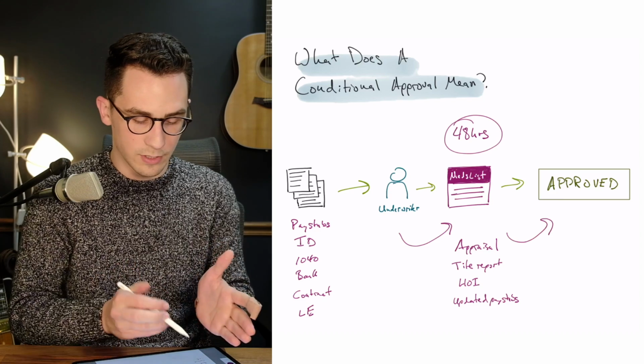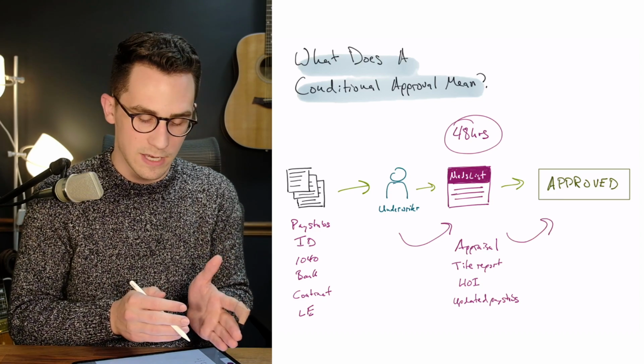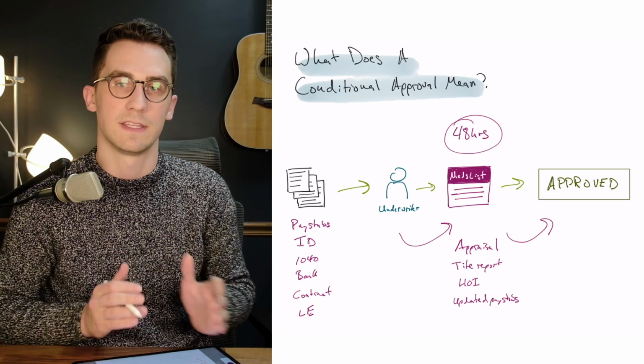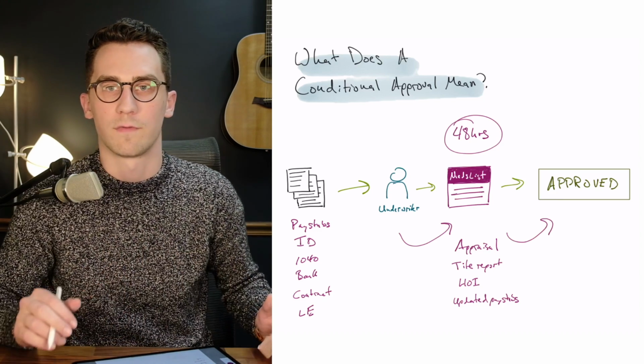So it really is as simple as we're submitting documents in the very beginning. The underwriter is looking at those documents, seeing if we need anything else. We submit the documents if we missed anything, and we have a final approval.